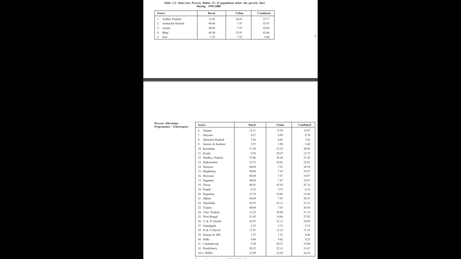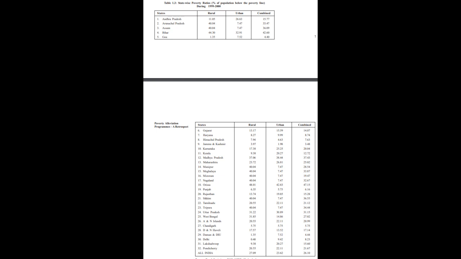Table 1.3 below provides state-wise percentage of the population below the poverty line. Table 1.3, state-wise poverty ratios, percent of population below the poverty line during 1999-2000. Look at the screen. The states and the union territories with poverty ratios below 10 are Goa, Haryana, Himachal Pradesh, Jammu and Kashmir, Punjab, Chandigarh, Daman and Diu and Delhi.